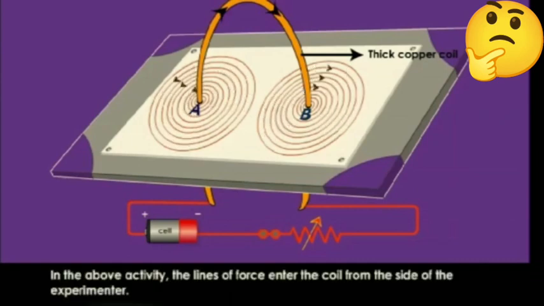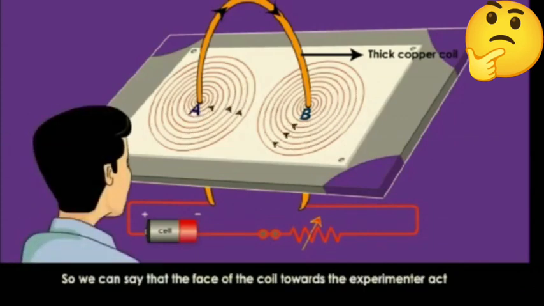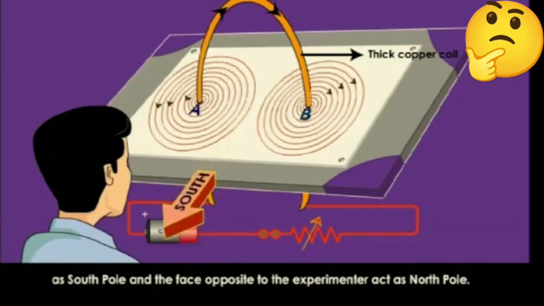The lines of force enter the coil from the side of the experimenter. If the experimenter is seeing, we can say that the face of the coil towards the experimenter acts as a south pole, and the face opposite to the experimenter acts as a north pole.